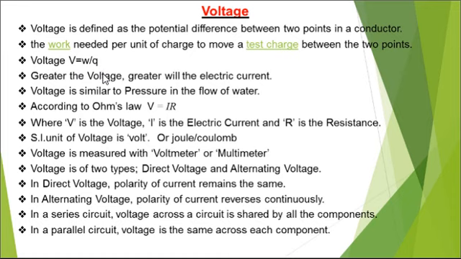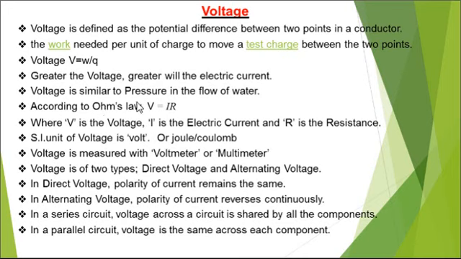And voltage across any circuit is based on Ohm's law. V is equal to IR. We know that voltage across a conductor is always proportional to I. That means the greater the voltage, the greater will be the current. So if voltage increases, then electrical current also increases.